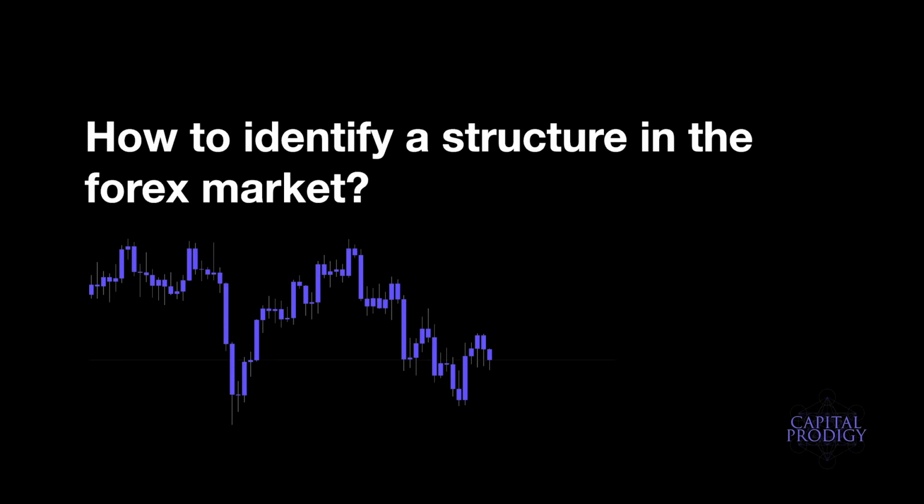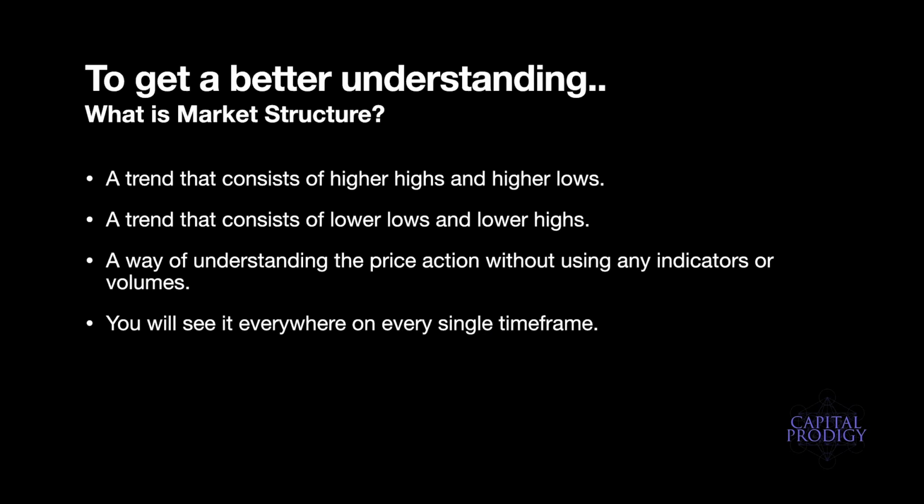So in this video I will be explaining to you how to identify structure within the Forex market. To get a better understanding of what market structure really is, it's really simple. It's basically a trend that consists of higher highs and higher lows, or a trend that consists of lower lows with lower highs. It's also a way of understanding price action without using any indicators or volumes. You will see it everywhere on every single time frame.